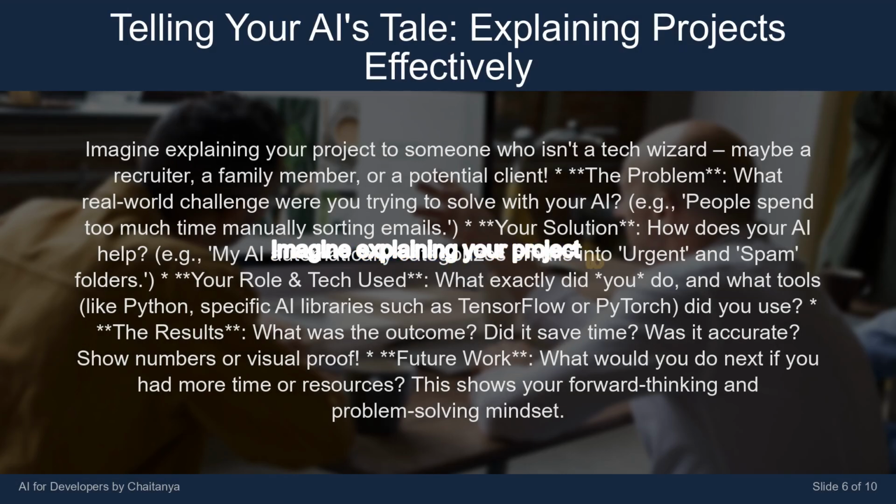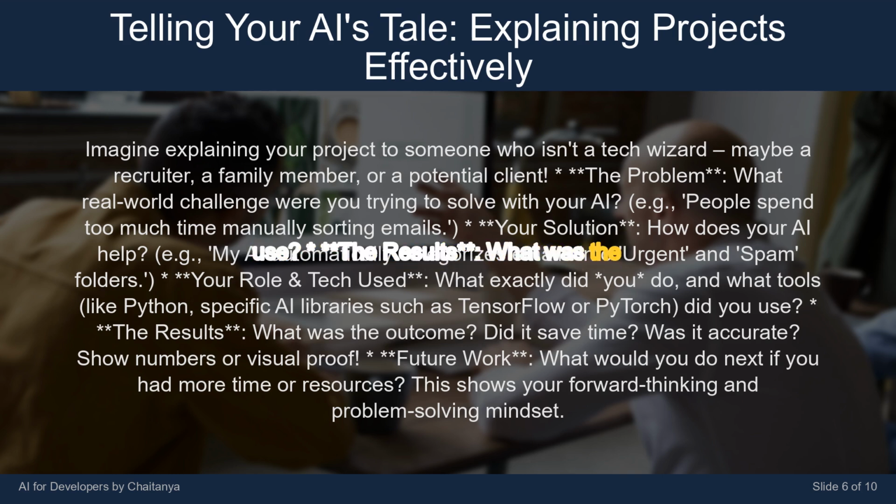Imagine explaining your project to someone who isn't a tech wizard, maybe a recruiter, a family member, or a potential client. The problem. What real-world challenge were you trying to solve with your AI? E.g., people spend too much time manually sorting emails. Your solution. How does your AI help? E.g., my AI automatically categorizes emails into urgent and spam folders. Your role and tech used. What exactly did you do? And what tools, like Python, specific AI libraries such as TensorFlow or PyTorch, did you use?